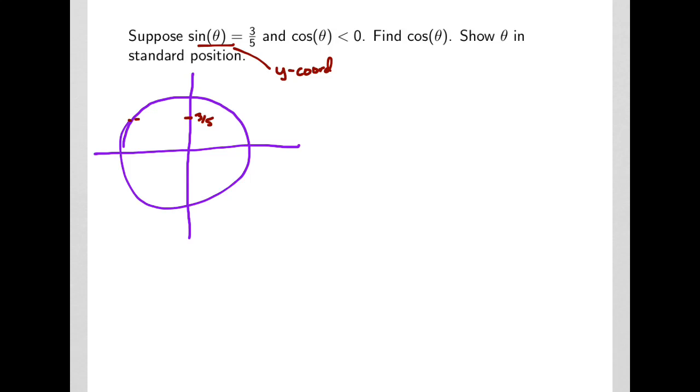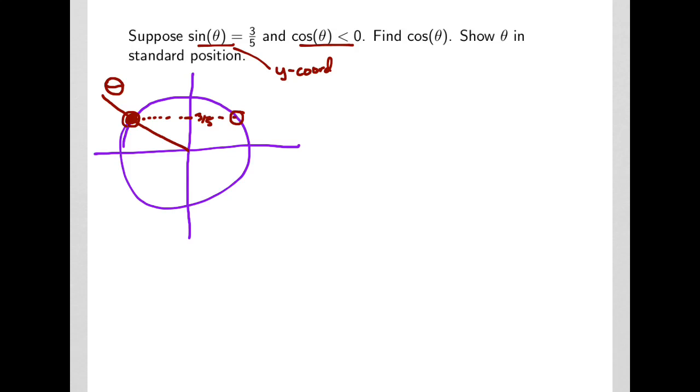So notice that there are 2 possible locations on the unit circle that have a height, a y value of 3/5. And we're interested in the one where the cosine is negative. And so the point we're interested in is this point here. Now this actually is enough to answer the second part of the question. My angle theta is the angle that goes through the left side of the circle with a height of 3/5.